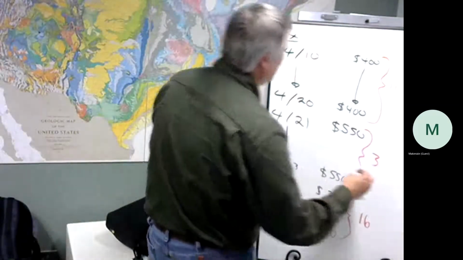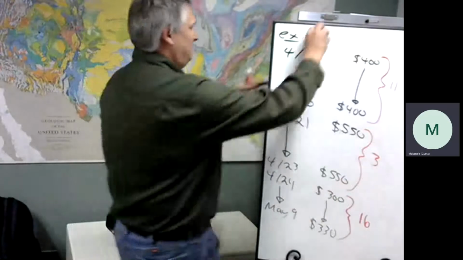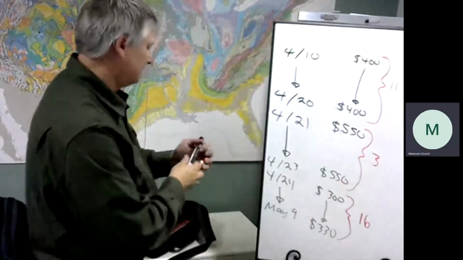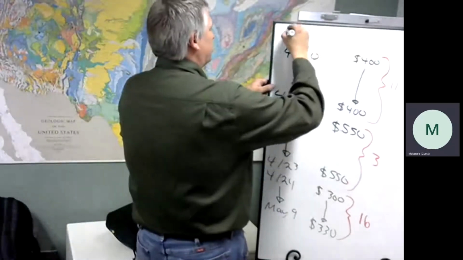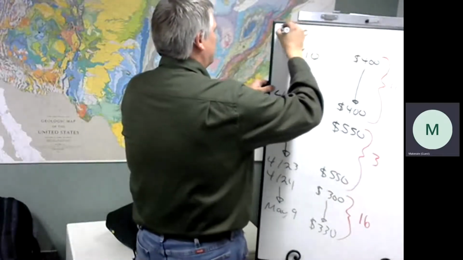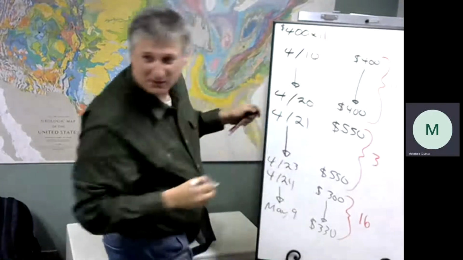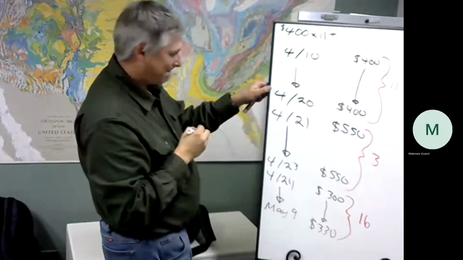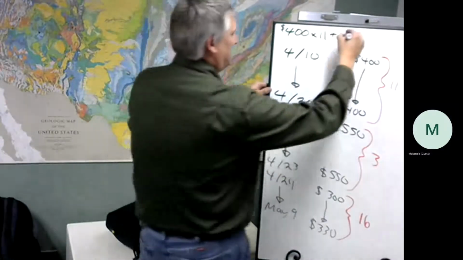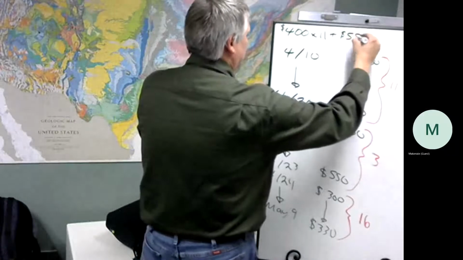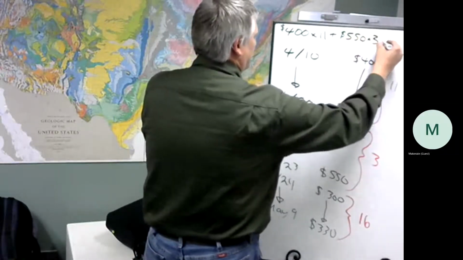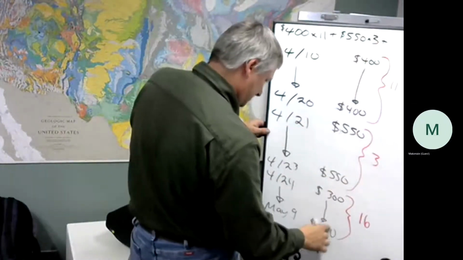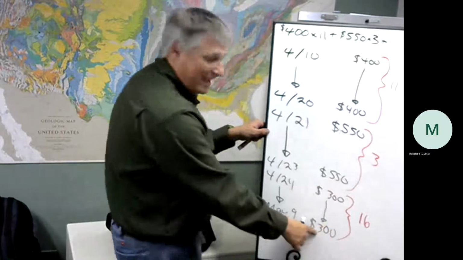Once we have the number of days for each balance, we're going to have 400 times 11. See if you can see that. I think you can. Plus 550 times 3 plus 330, or, oh, I'm sorry, this is 300. Sorry, that last one's 300.